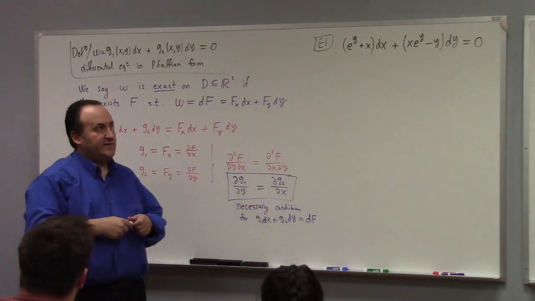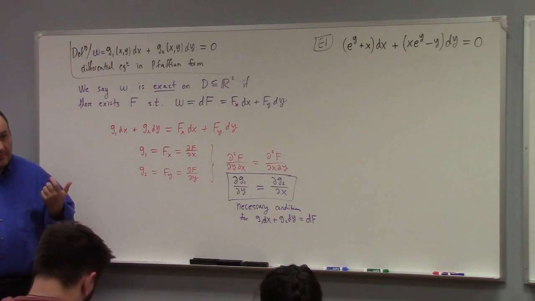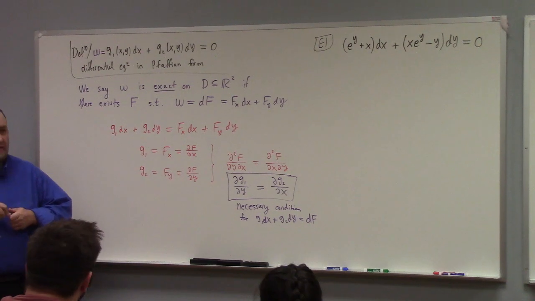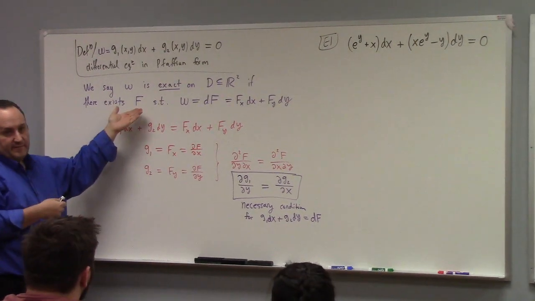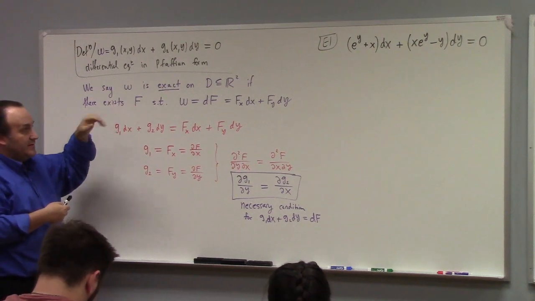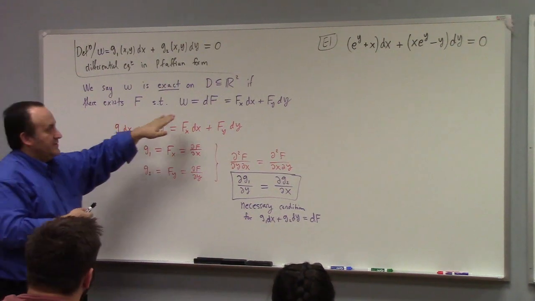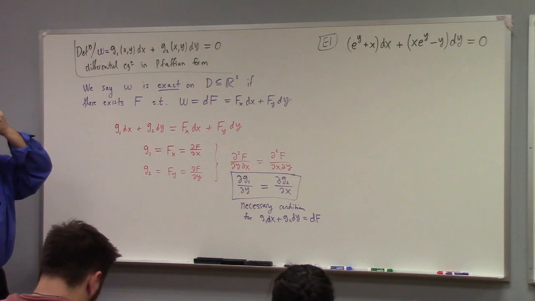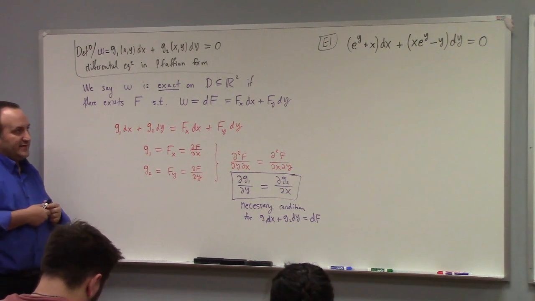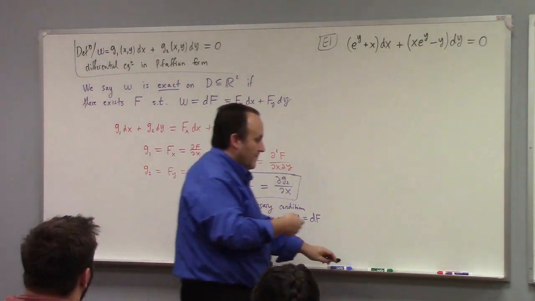So first question: is this an exact form? Let's figure out, is this an exact form? And if it is an exact form, can we find the f, which is the total differential, the f for which the total differential gives you back the differential form, right? And then I'll talk about what it means, if it's possible. Is it possible? I don't know.